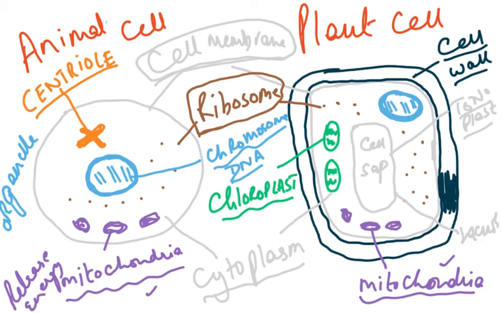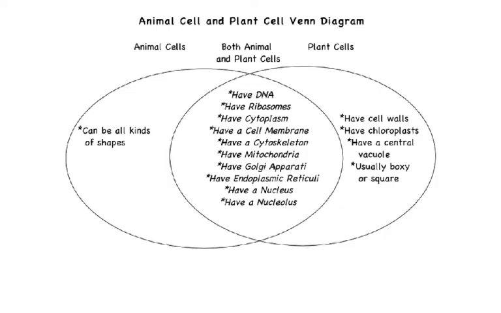So if I ask you to compare an animal and a plant cell, I expect you to give me the similarities and the differences, things which are common to both and things which are only found in one. Now this is a Venn diagram showing you the animal and plant cells. First, a few things that I would like to add to this. Now the common things are DNA, ribosome, cytoplasm, cell membrane, cytoskeleton, mitochondria, Golgi apparatus, endoplasmic reticulum, nucleus, nucleolus. Now this is common to all.